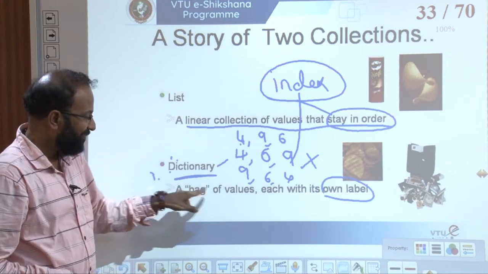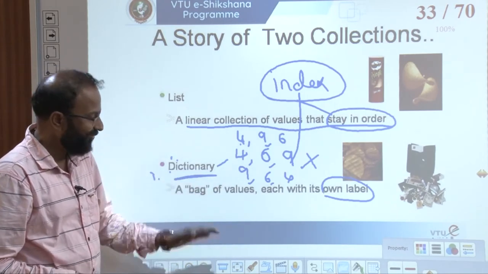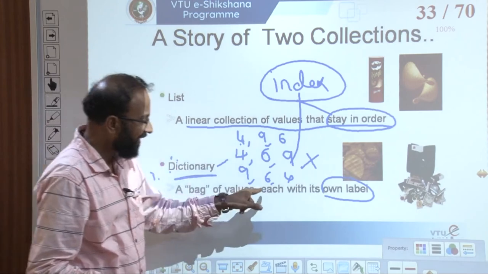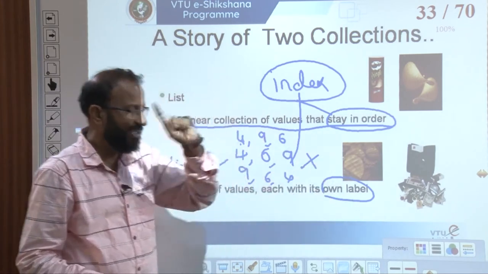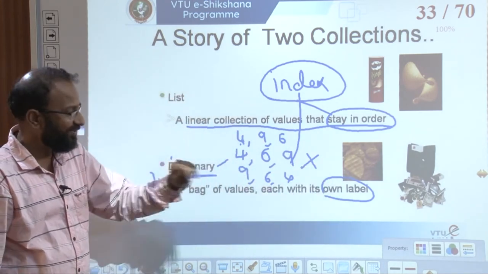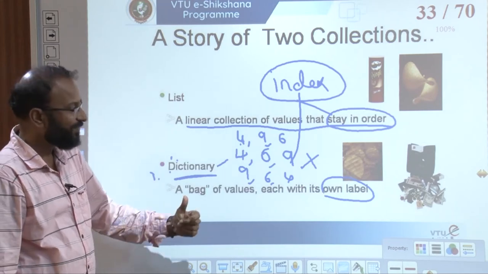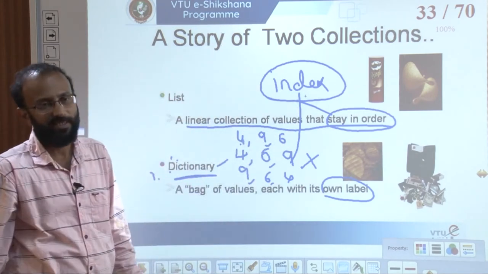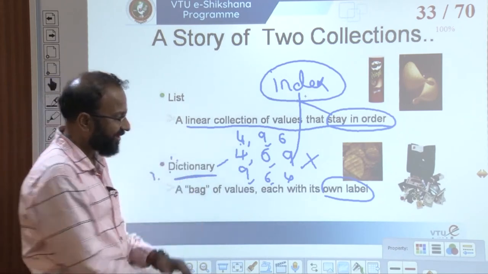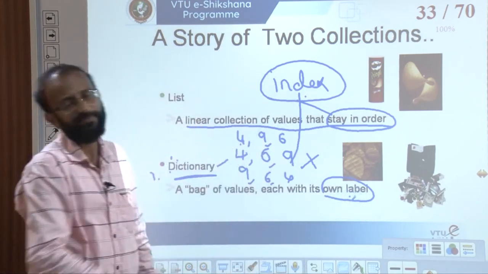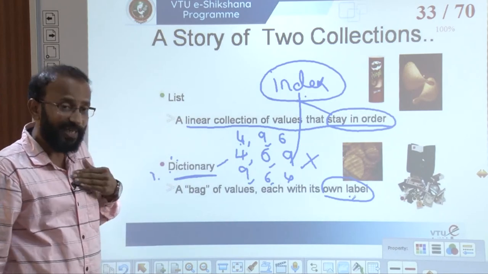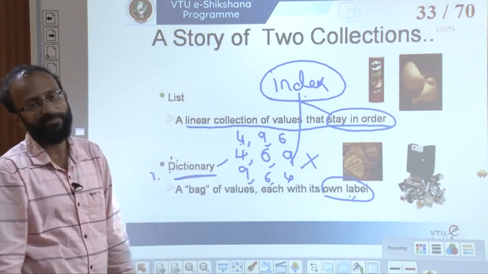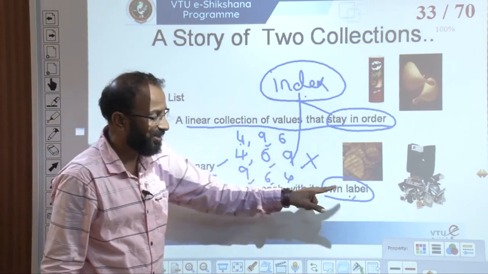So now, a bag of values, a collection of values where each value has a label attached to it. So how do I access a list element? Using the concept of index. How do I access an element of a dictionary? Using the concept of label. So we as a programmer have to give a label. So we need to attach a value to a label.